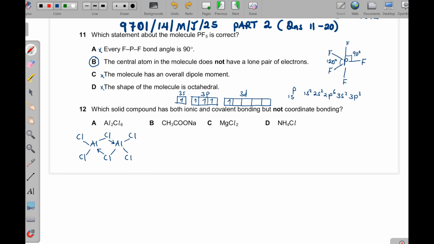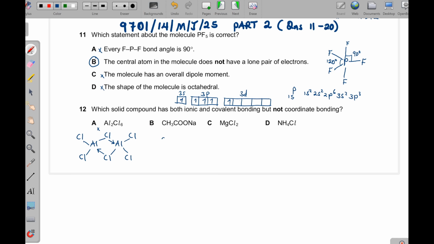So this is coordinate bonding here. Sometimes you find the arrow here and the other one here. It doesn't matter. So here there is coordinate bonding, so this option is off. Then we go to B.